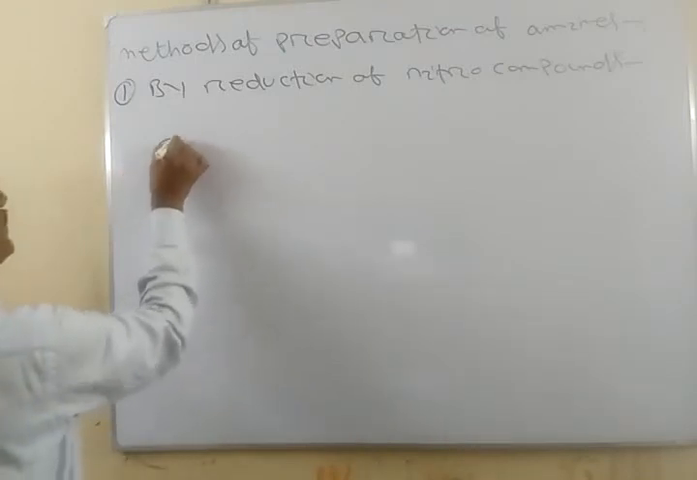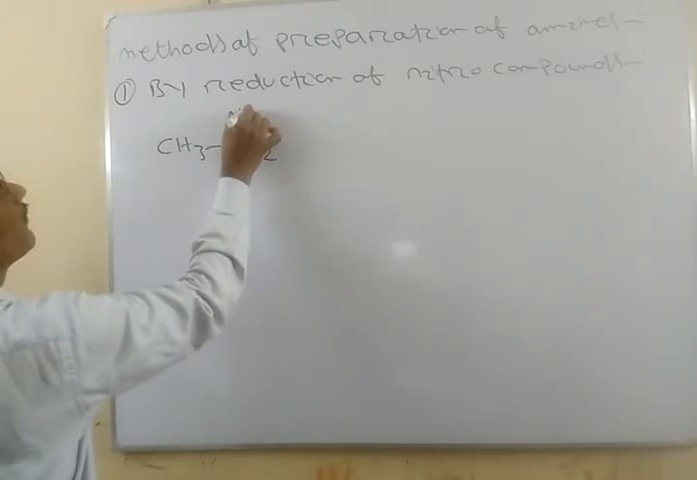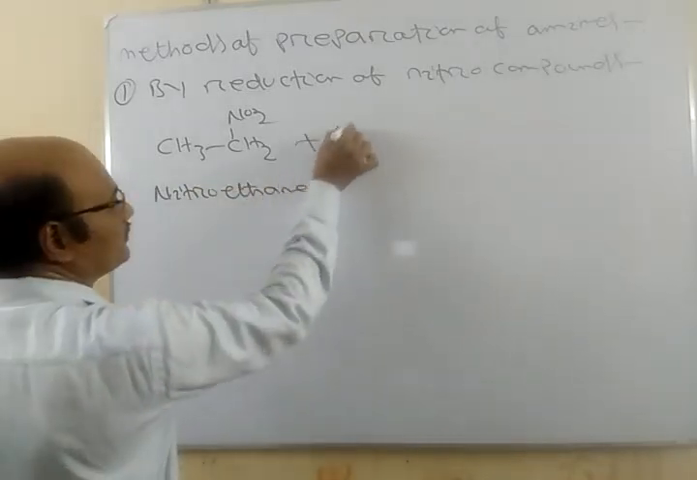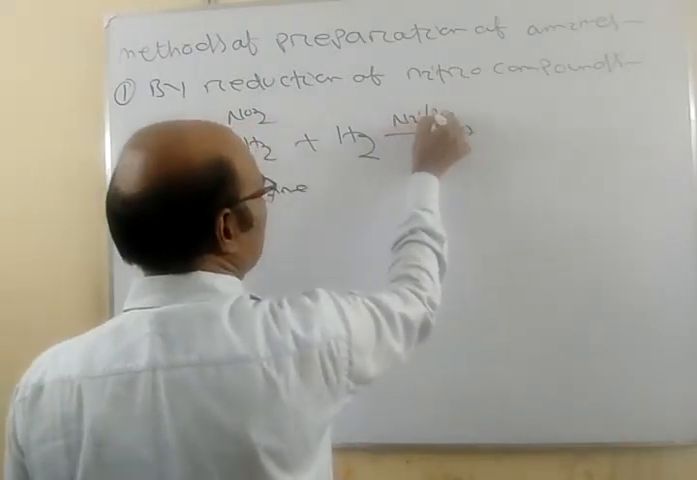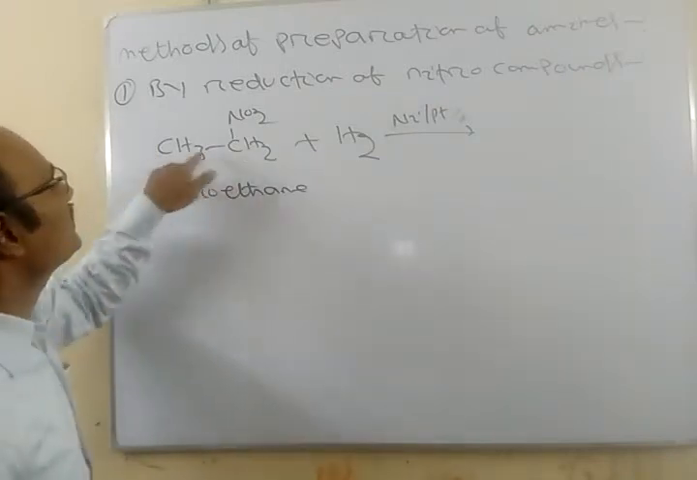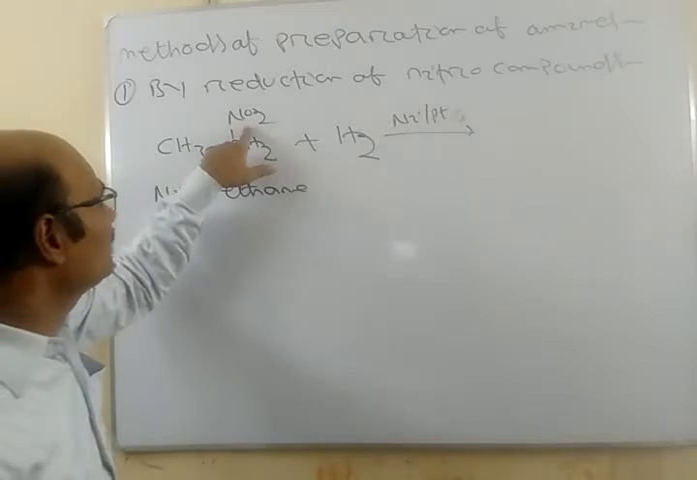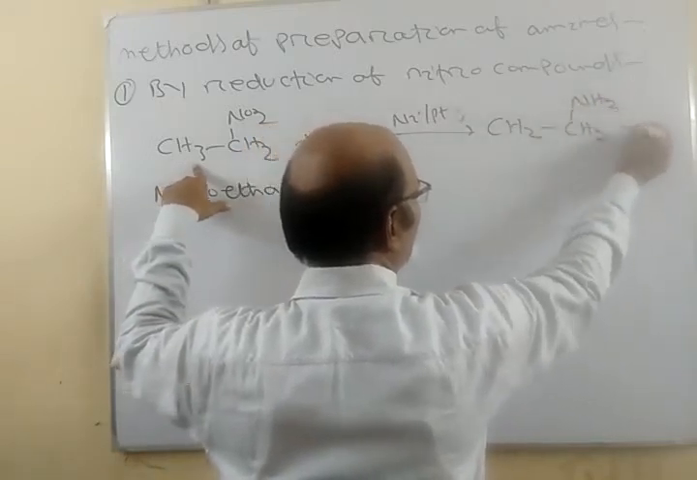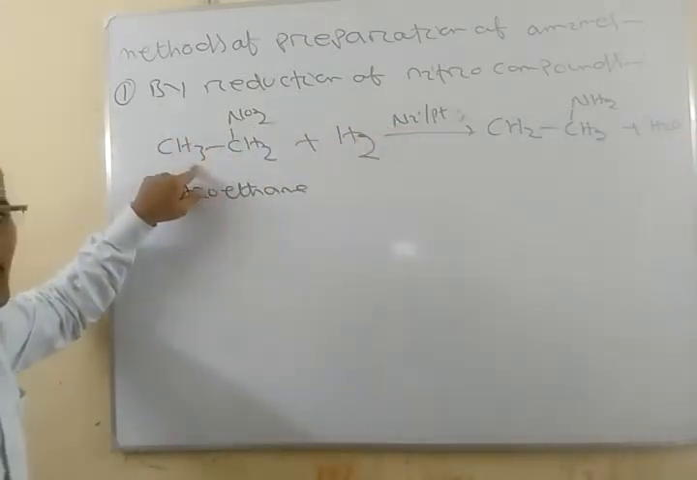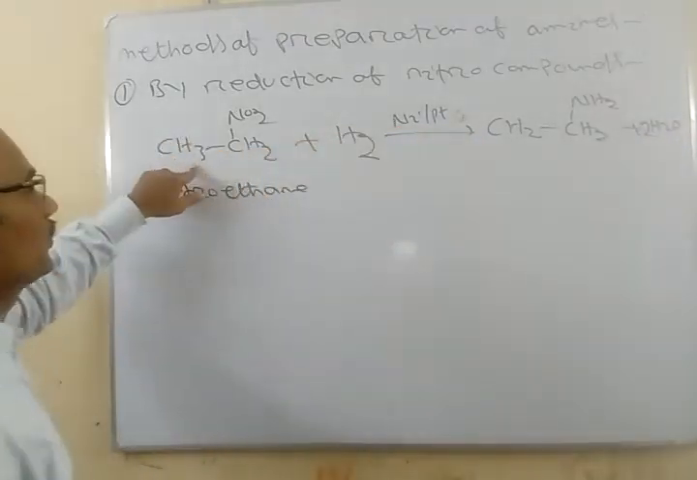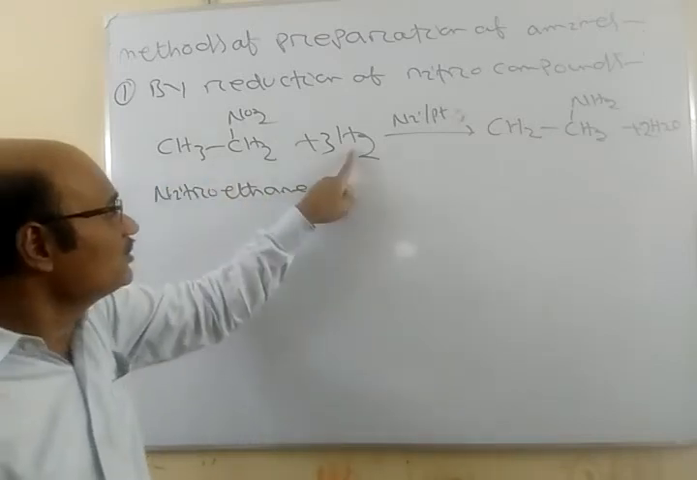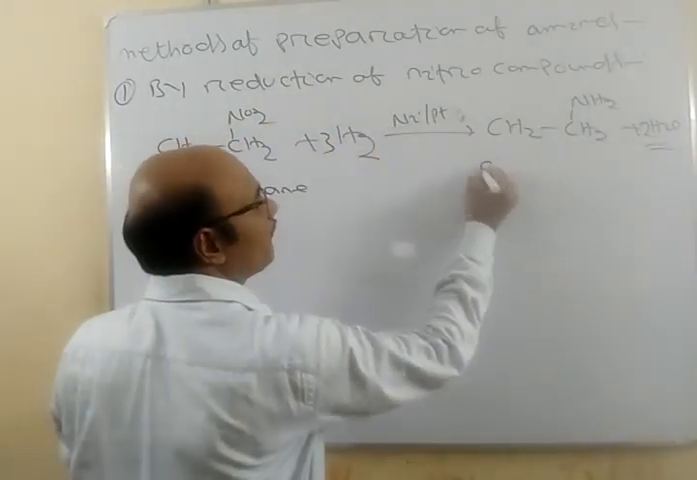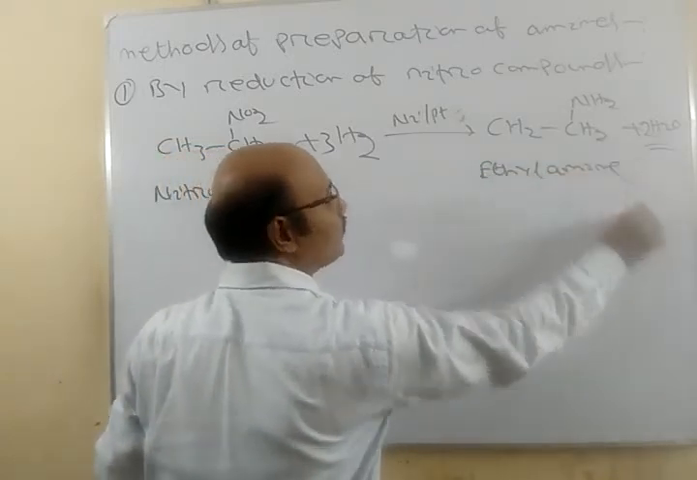Let us see, if I take CH3CH2NO2, nitroethane, plus H2 with nickel or platinum. So here you see CH3CH2NO2 plus H2. What will happen? The oxygen will be removed and hydrogen will be added. We will get CH3CH2NH2 plus water. Hydrogen is added here, N has two hydrogens, and the oxygen has to be removed as water. This is ethyl amine.